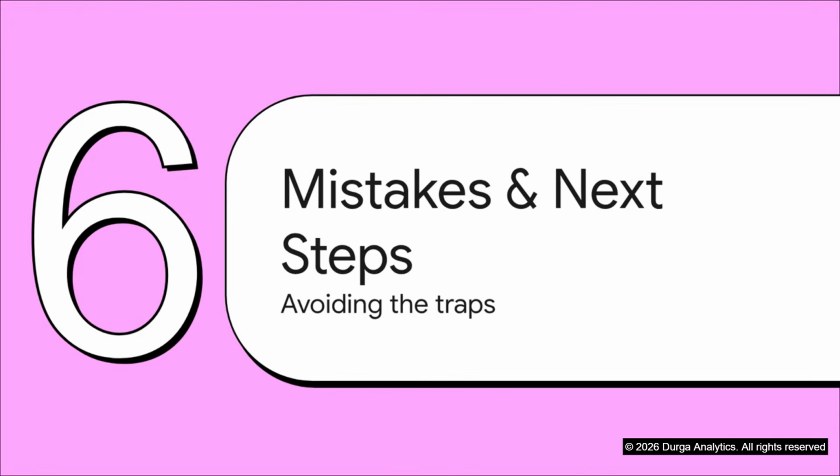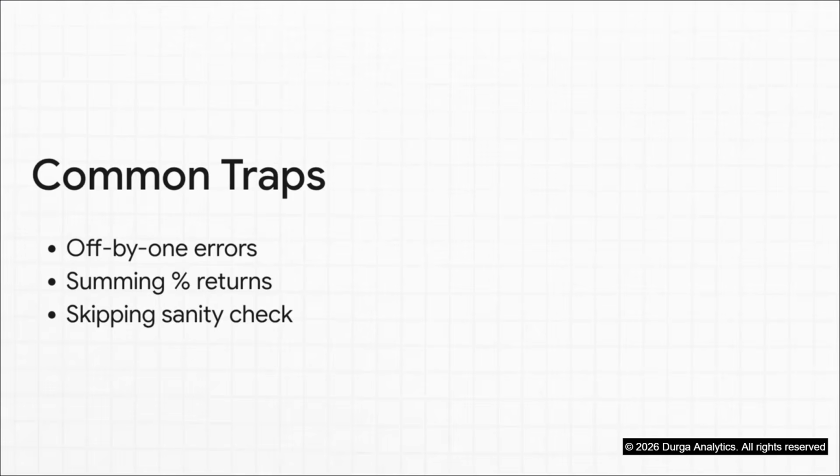Finally, Section 6. Common mistakes and next steps. Avoiding the traps. Before we wrap up, let's rapid fire through some common pitfalls engineers face when putting this calculation into production. The source highlights 4 classic traps. First, the dreaded off-by-1 error. If you load 10 days of prices, you only have 9 daily changes. There is no change on day 0.